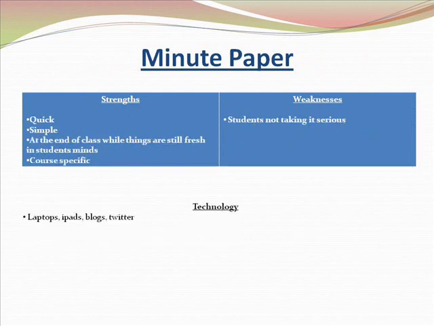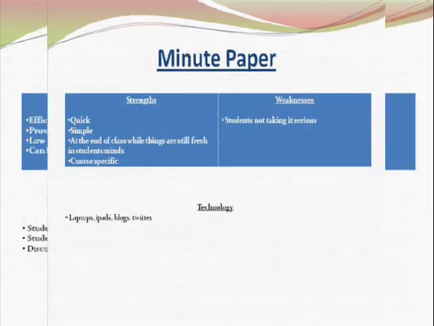Minute papers provide a quick and extremely simple way to collect written feedback on student learning. To use the minute paper, an instructor stops class 2 or 3 minutes early and asks students to respond briefly to some variation of the following two questions. What was the most important thing you learned during this class? Or what important question remains unanswered?